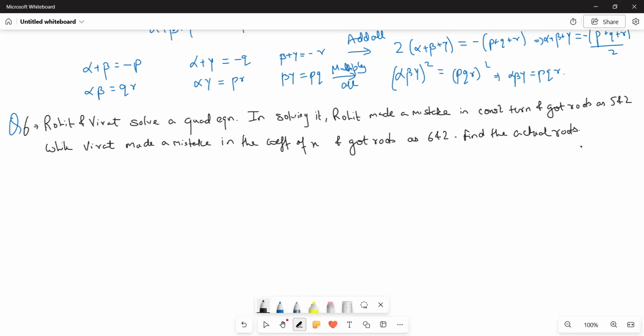सर रोहित मेड अ मिस्टेक के बाद आप क्या लिखे हैं? In the constant term. Rohit made a mistake in the constant term. ax square plus bx plus c में गलती कर दिया. सर विराट कोएफिशिएंट ऑफ एक्स में गलती थी. हाँ, and Virat made a mistake in the coefficient of x. उसका b गड़बड़ा गया.